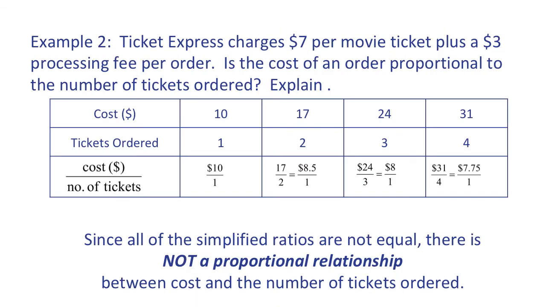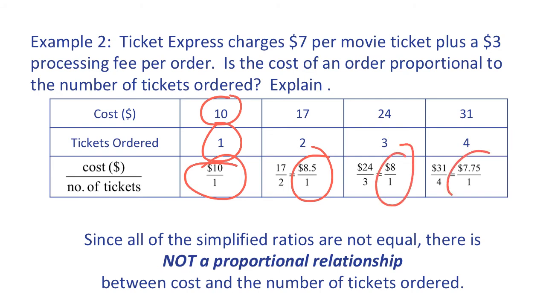Here's another example. Ticket Express charges $7 per movie ticket plus $3 processing fee per order. Is the cost of an order proportional to the number of tickets ordered? Well, when we take that same process of taking this and dividing it by that, we end up with a unit rate of 10 for the first one. But then it changes to 8.5, 8, and 7.75. You're not getting the same ratio. And since all of the simplified ratios are not equal, there is not a proportional relationship between the cost and the number of tickets ordered.